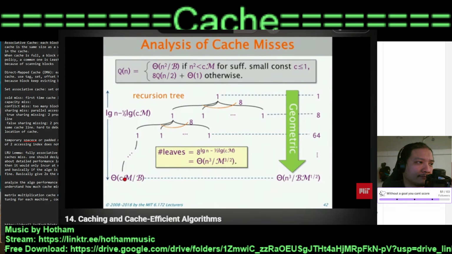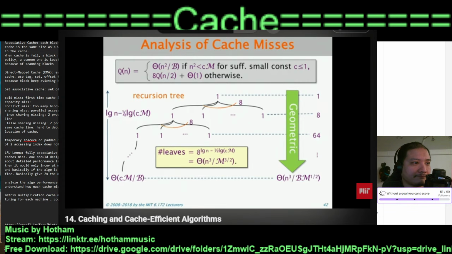The cache misses per leaf is theta of cm over b. So I lose one factor of m in the denominator. I'm left with the square root of m at the bottom. And then I also divide by the block size b. So overall, I get n cubed over b times square root of m cache misses.